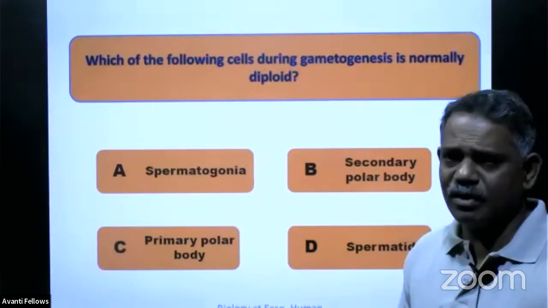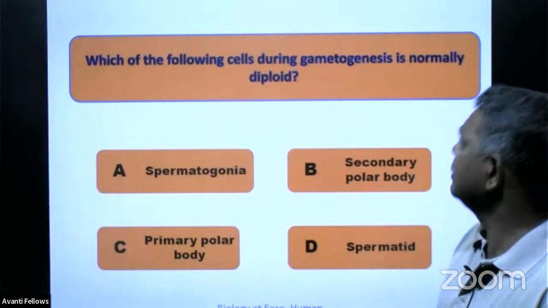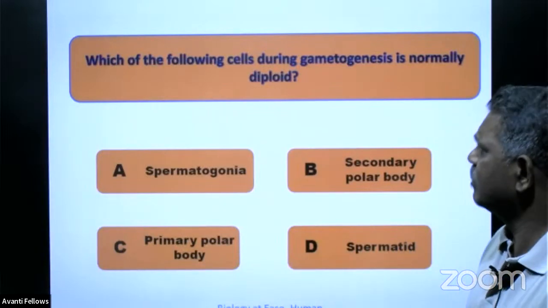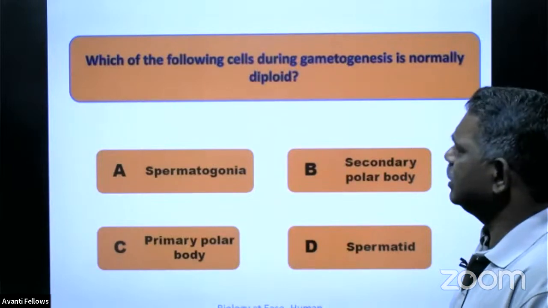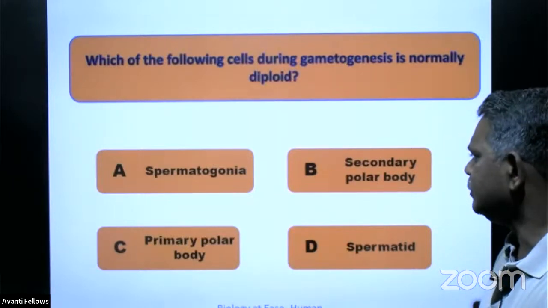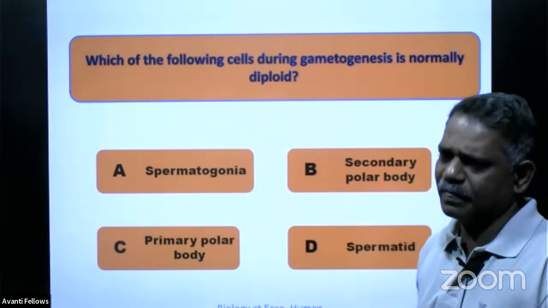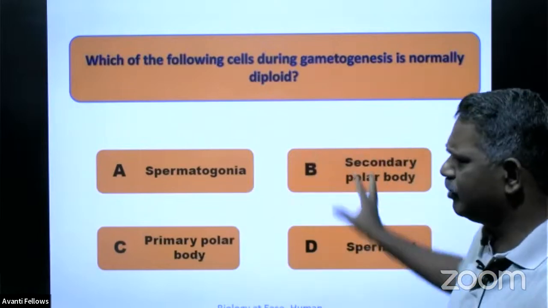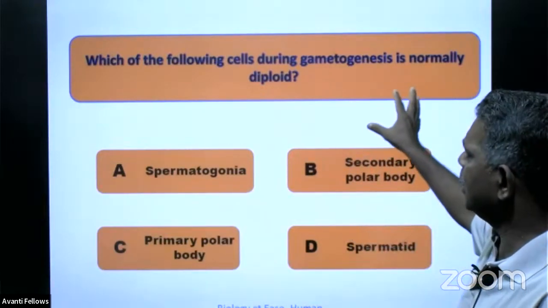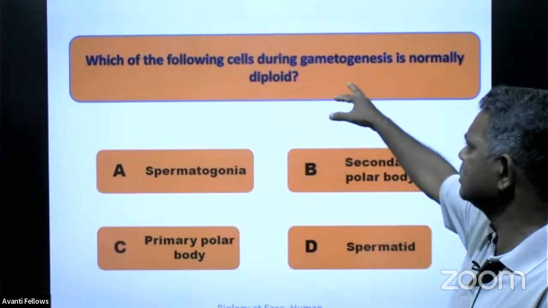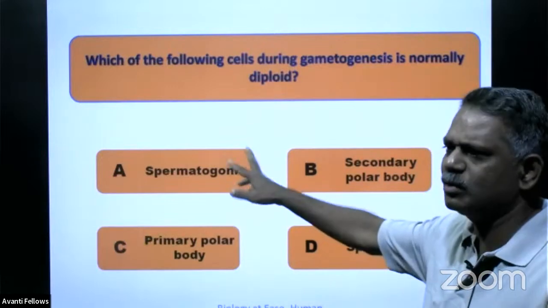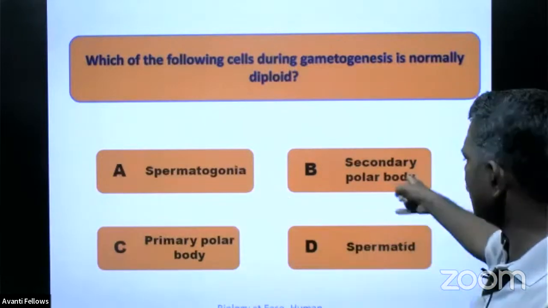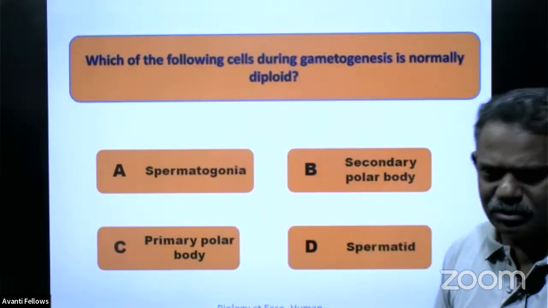Gametogenesis is the formation of gametes. Which one is normally diploid? Spermatogonia. It is mentioned for both male and female reproductive systems, so the question says gametogenesis. Spermatogonia are related to spermatogenesis, and the polar body is related to oogenesis only.